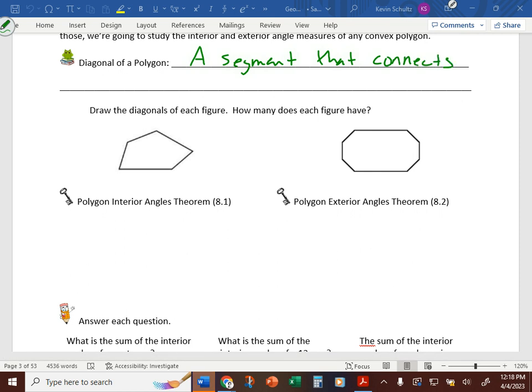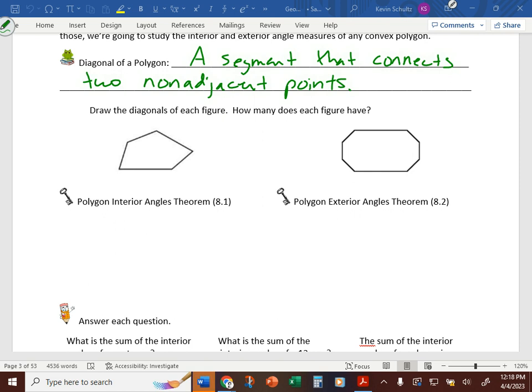that connects two non-adjacent. Why did you say adjacent? Because that's the word. Yeah, but I don't know what that means. Oh, boy. Two non-adjacent points. A segment that connects two non-adjacent points.